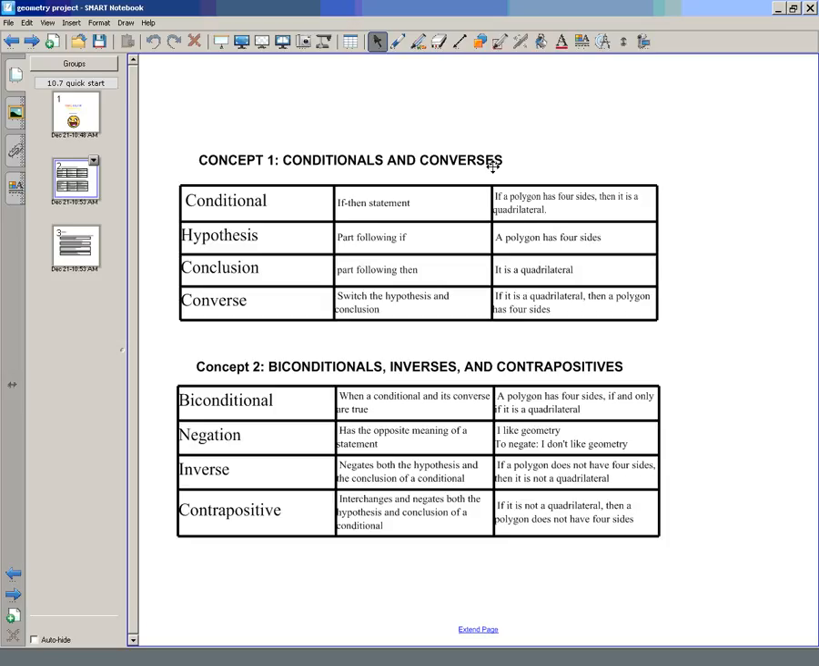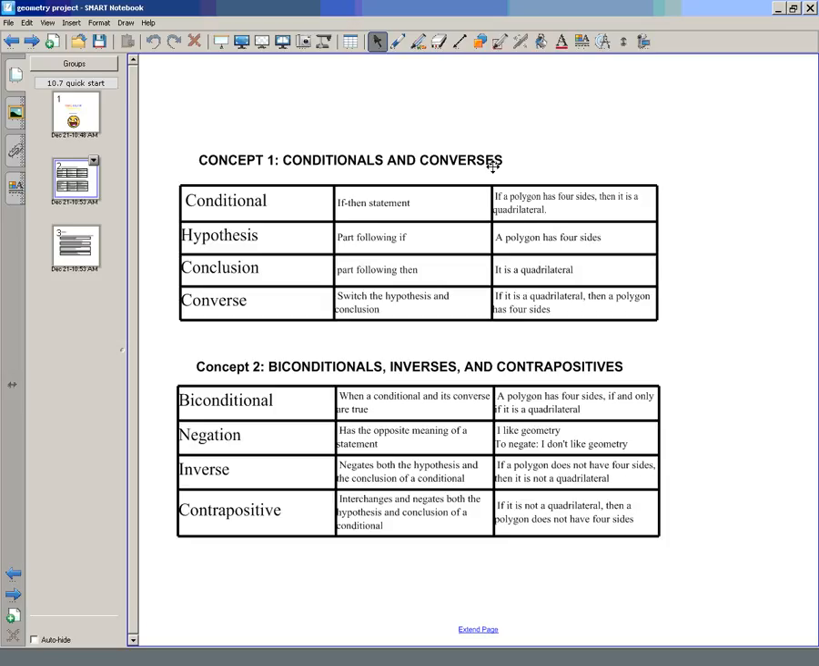So, if you take the original sentence, if a polygon has four sides, then it is a quadrilateral, and then make it an inverse, then it'll be like this, double negative. If a polygon does not have four sides, then it is not a quadrilateral. So it's a double negative.